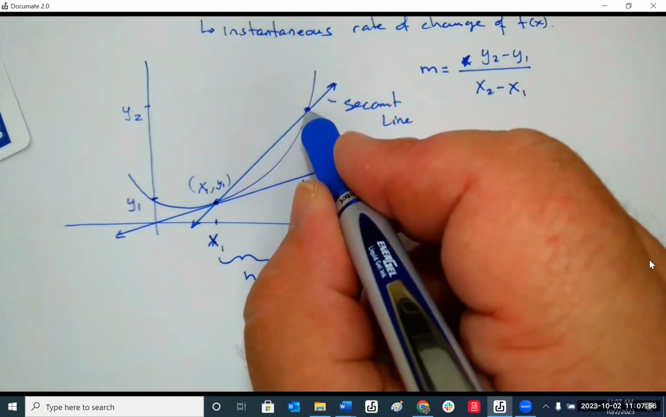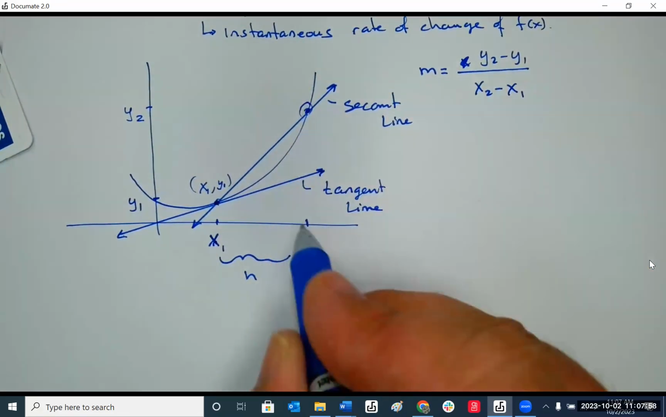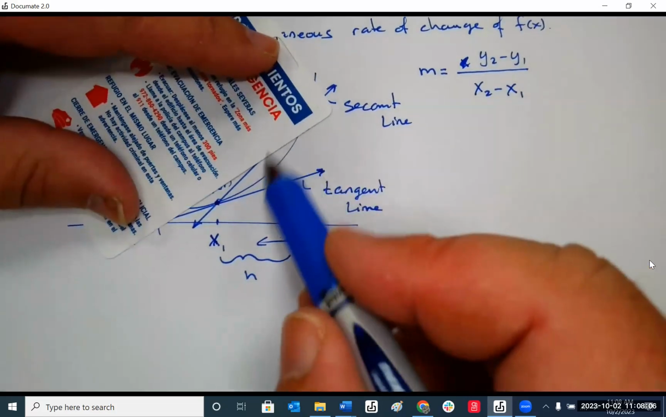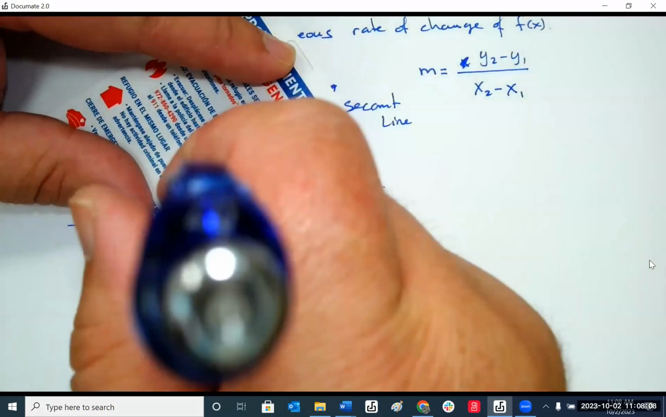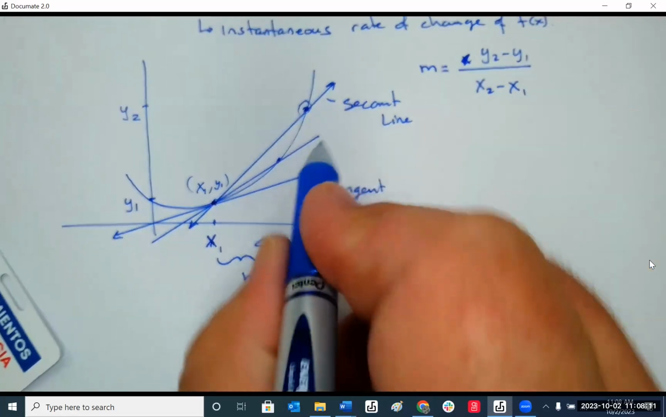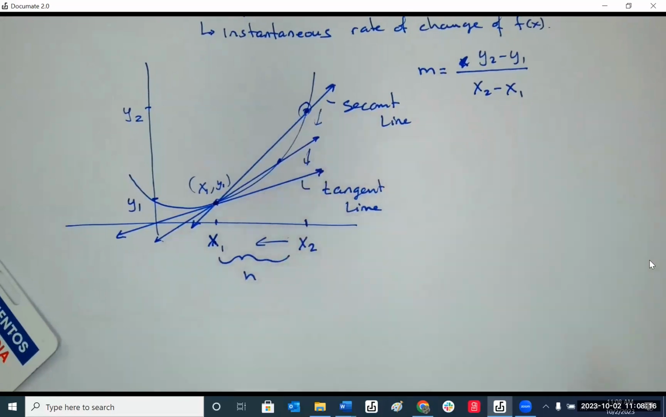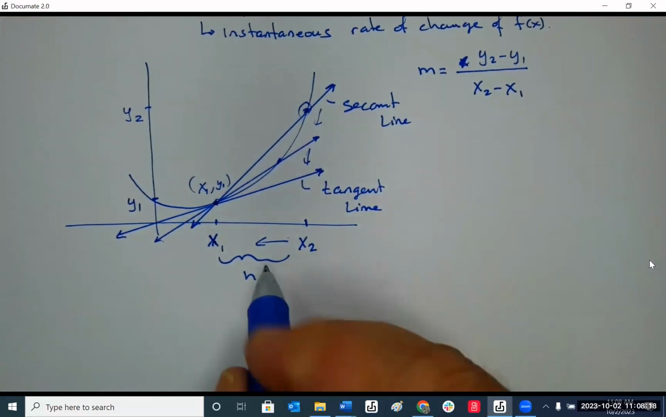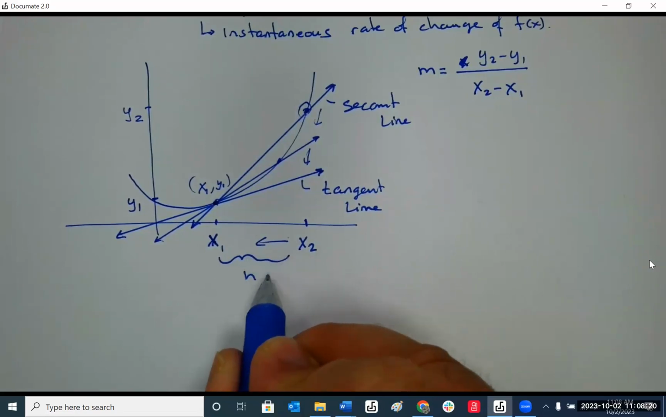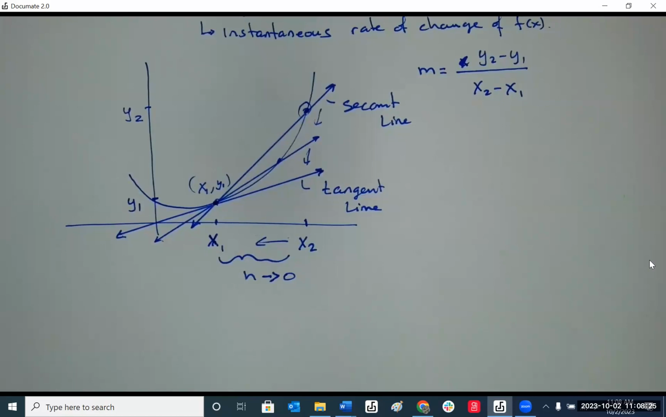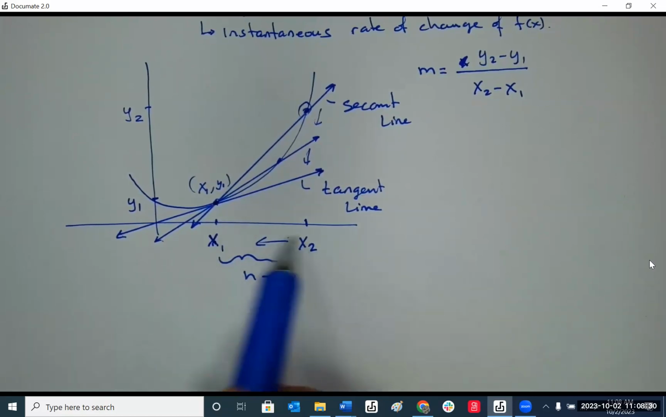Well, what we have to do is move this point closer, closer, closer to one. Because as it gets closer to one, the secant line is becoming more and more like the tangent line. So what we want is this distance between x1 and x2 to go to zero. We want h to go to zero. Eventually we want x1 and x2 to be the same.